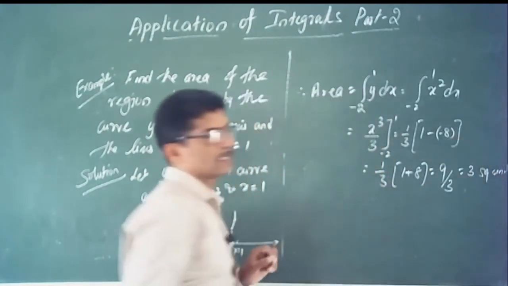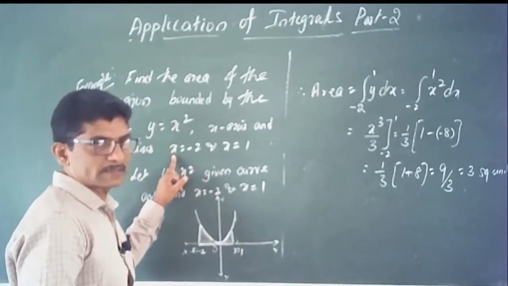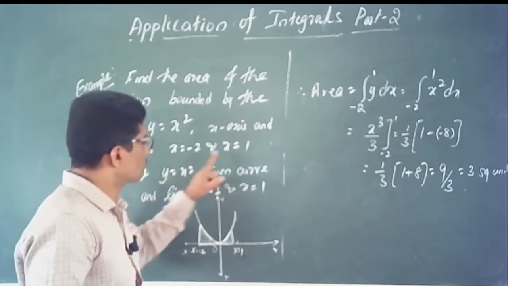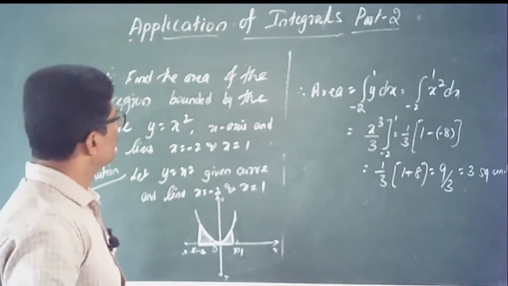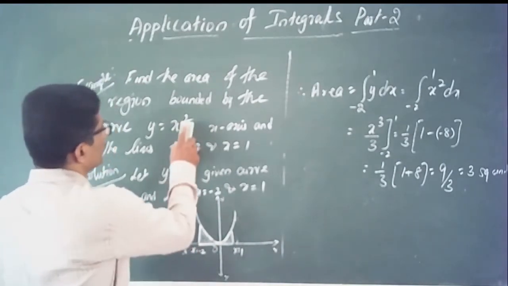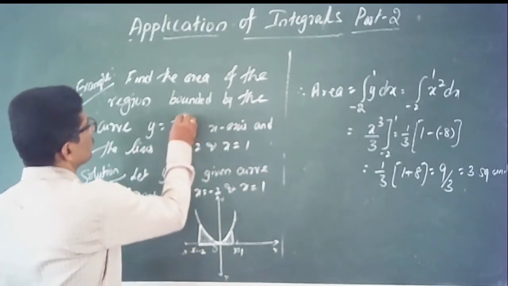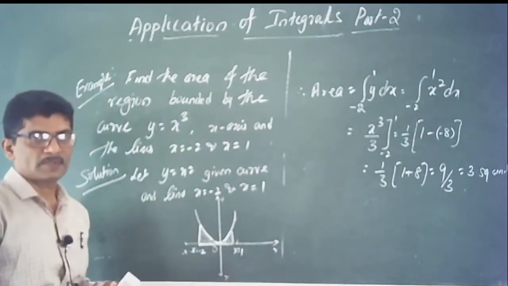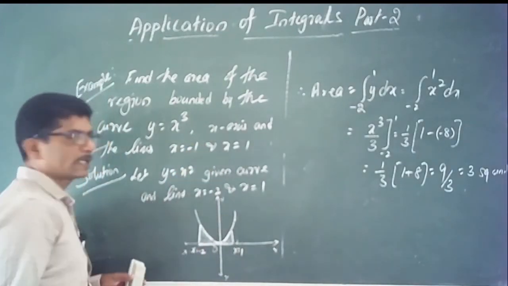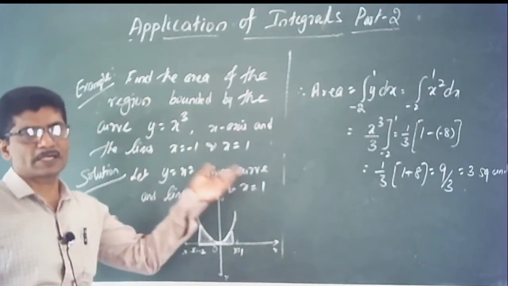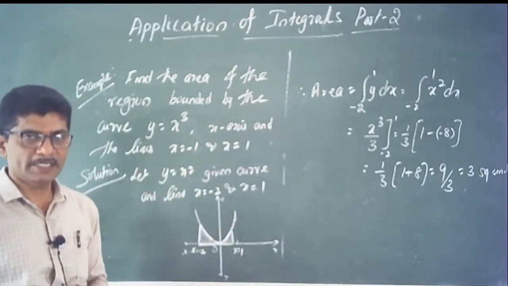This one is the area bounded by the curve y is equal to x square and the x-axis and the line x equal to -2 and x equal to +2. Clear? The similar type questions, problems ನಮಗೆ ಗೊತ್ತಿರಬೇಕು. Find the area of the regions bounded by the curve y is equal to x cube and the x-axis and the line x equal to -1 and x equal to +1 or -2 and +1. ಏನು ಕೇಳ್ತಾರೆ ಇದು? Text is given that -1 and +1.